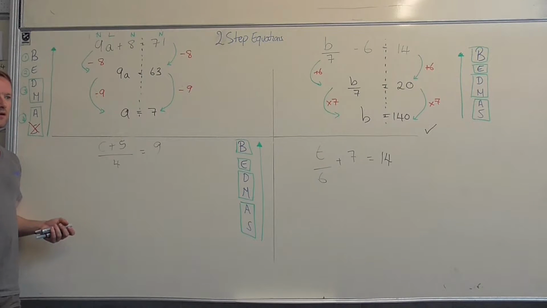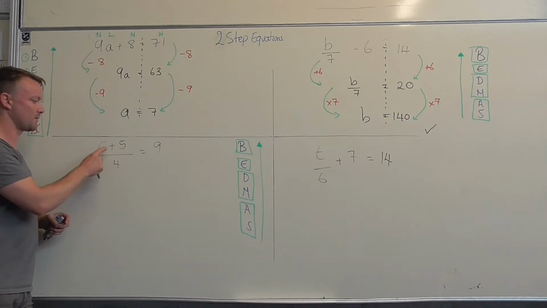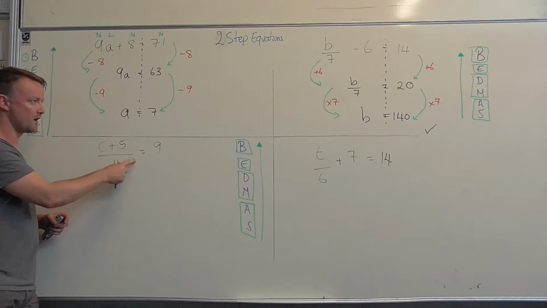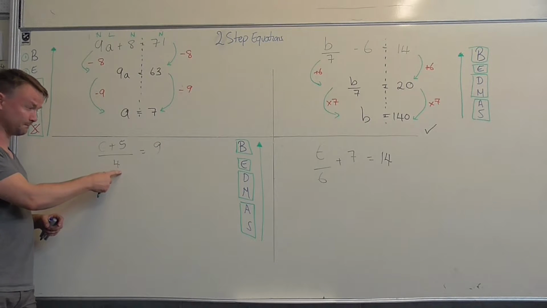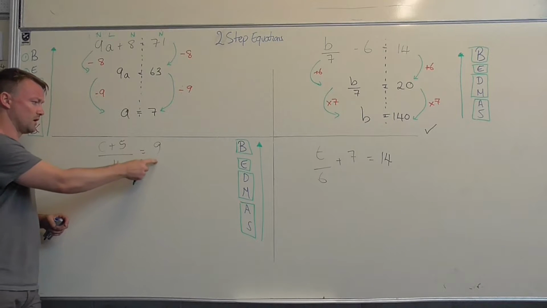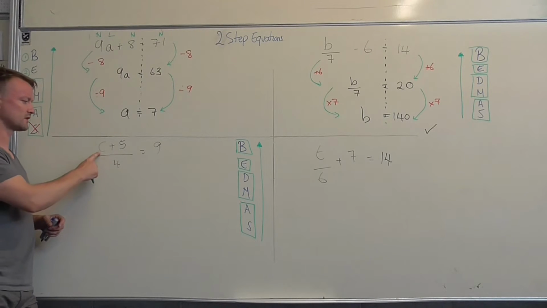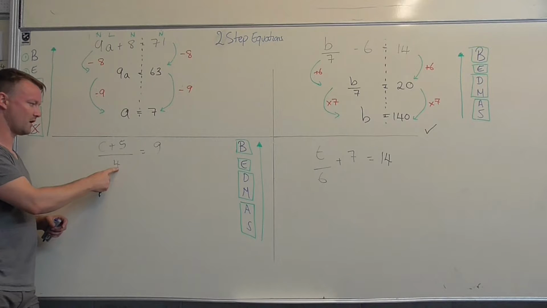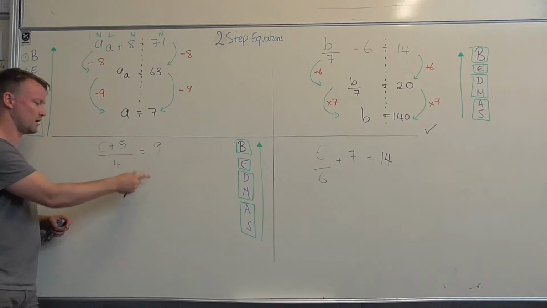Okay, so this time is where it gets a little bit complicated, because there's something not clear on this, and it's just one of those funny things that they've done in maths. What you've got to do is read it like this: this is c plus 5, then you divide by 4, equals 9. So this is c plus 5, then divide by 4, equals 9.